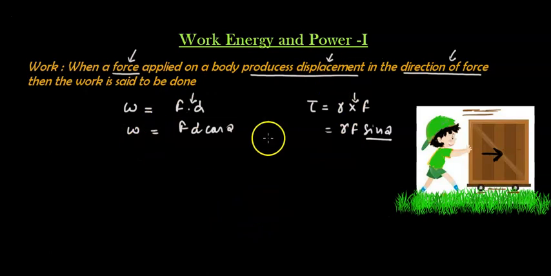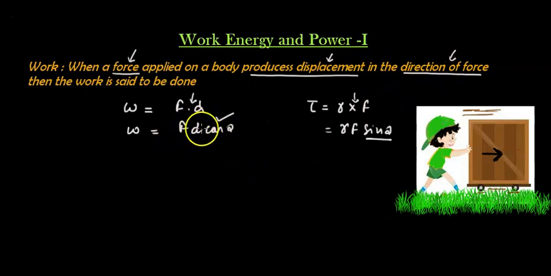Now, this definition is quite easy because it doesn't require that the displacement be produced in the direction of force. It is not necessary over here, but it actually makes quite a sense. And this expression actually makes this definition correct. Let's understand how this F d cos theta is coming.